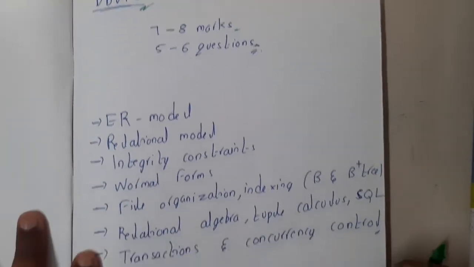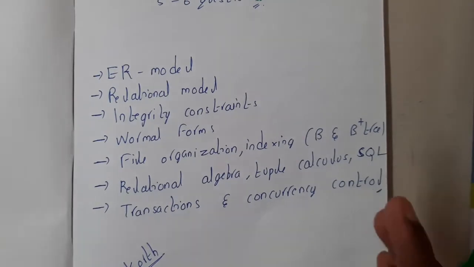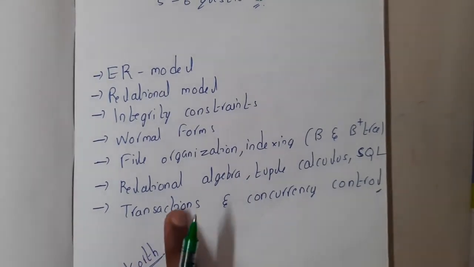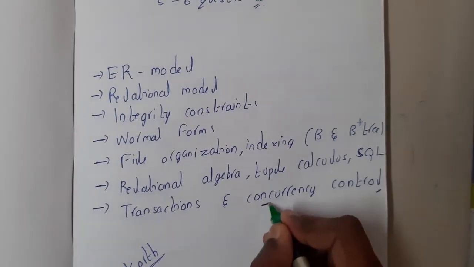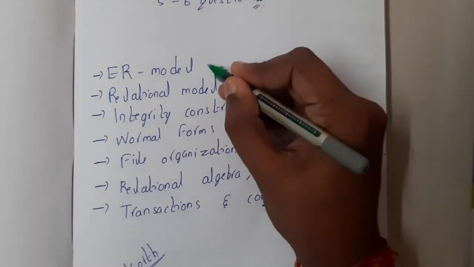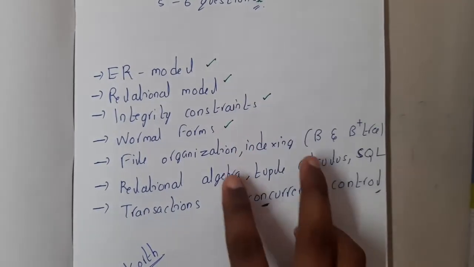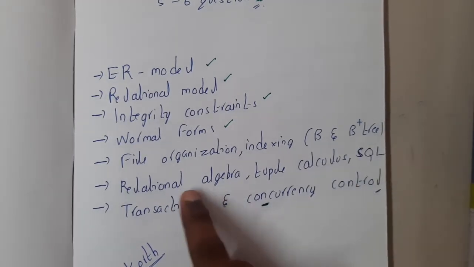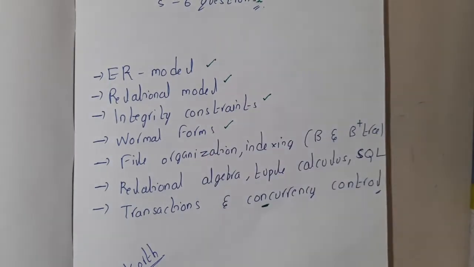The syllabus for this particular subject is this, guys. The first topic which we'll be discussing is transactions and concurrency control. Once this transaction topic is done, we will continue with ER model, then relational model, then integrity constraints, then normal forms, then indexing and file organization, B trees and B plus trees. Then we'll be moving on to relational algebra, SQL and tuple calculus. In this way we are going to complete the syllabus, guys.